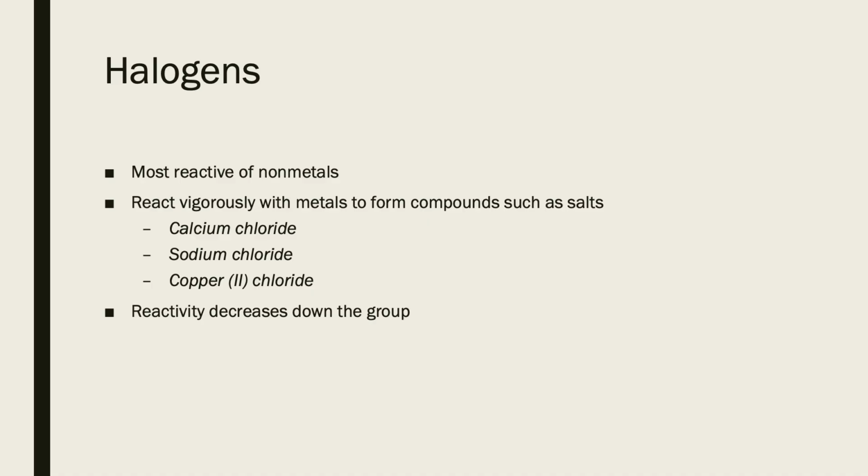Okay, taking a look at the halogens, which is group 17 or group 7. Halogens react vigorously with metals to form compounds such as salts, not just table salt. Your table salt is sodium chloride. There are other examples of salt, calcium chloride, copper(II) chloride, just to name a couple. And then as you move down the group or down the family, the reactivity is going to start to decrease.